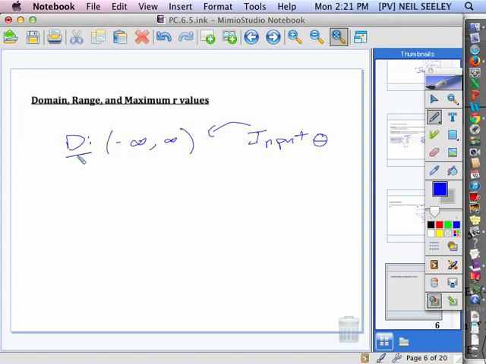Domain is input possibilities. Range is output possibilities, and our output possibilities are, now you look on the sheet, from negative absolute value of A to positive absolute value of A. And what that means is that's our radius, our max radius value. Our output is in radius terms. So range is possible outputs. It's not Y's, it's possible outputs. So just be careful. Our radius can go from -4 to 4.